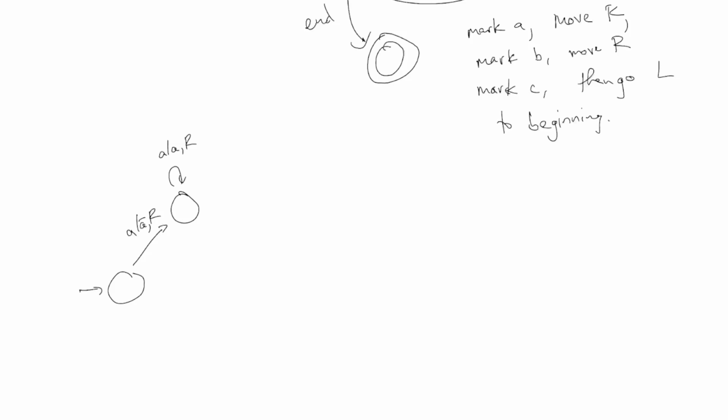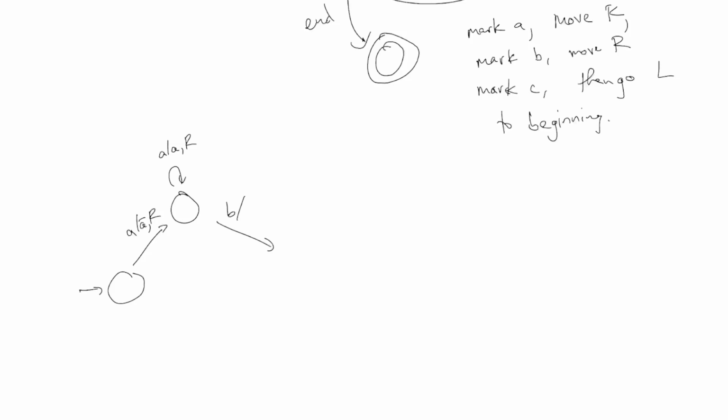You mark off the first A. You have to continue going to the right, through all the other A's, until eventually you find a B. And then when you find a B, you actually do something different. So this is going to say B something something.